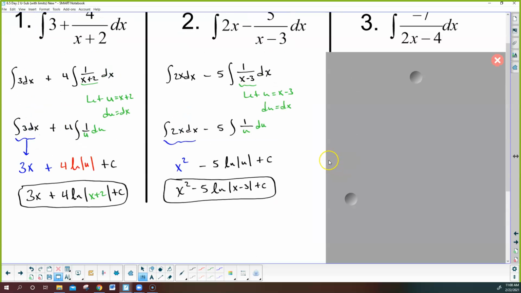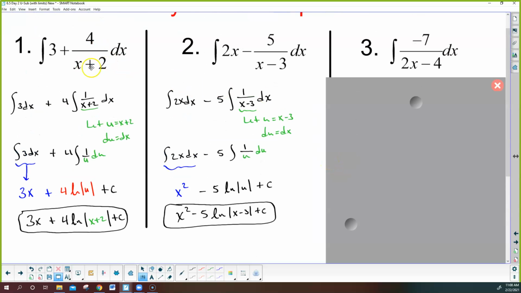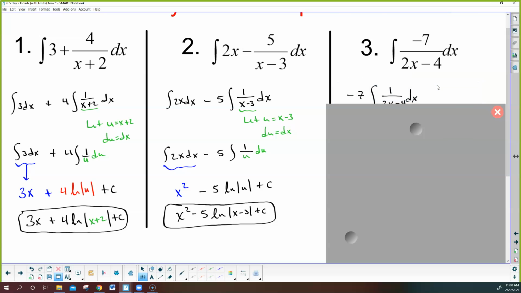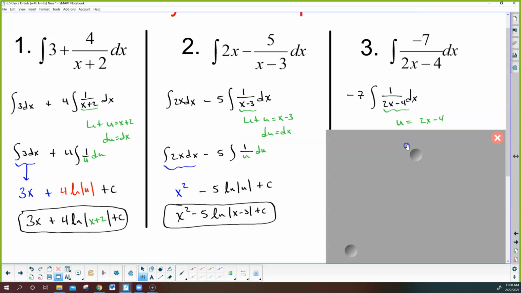So you might be seeing a pattern right now. When you see a fraction and it has a linear portion in the bottom, you know it's going to be a natural log. Okay, so same thing here. So what would I do on this one? Well, I would first move that negative 7 out because I want it to be 1 over something. And then that bottom part is what our u is going to be.